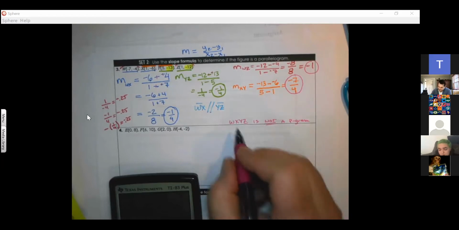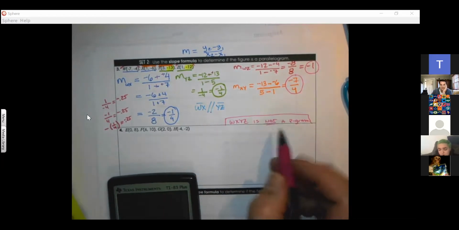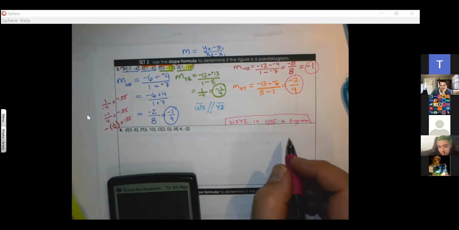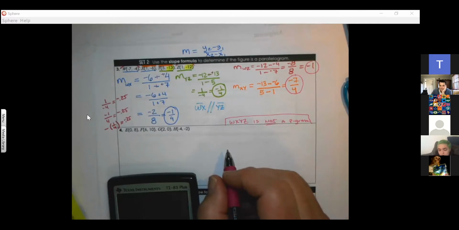And what led you to that belief? What did you interpret out of this that led you to that? Because if it was a parallelogram, all the sides would have been equal, congruent. And since the second part, WZ and XY, they're not the same, they don't have the same answer, then it means that they're not parallel or they're not... Yes, congruent. That's the word I was looking for.